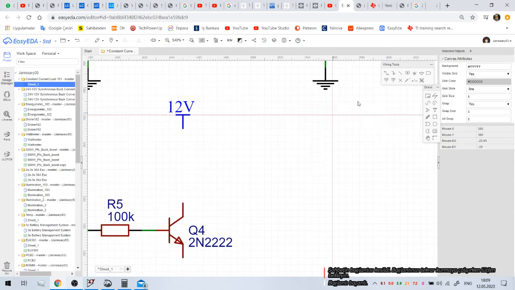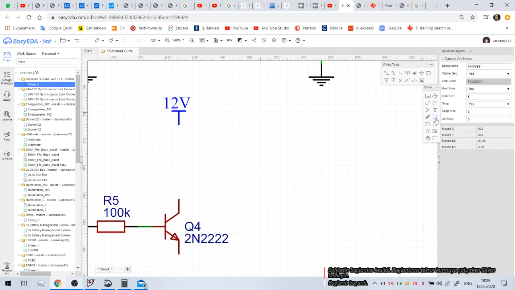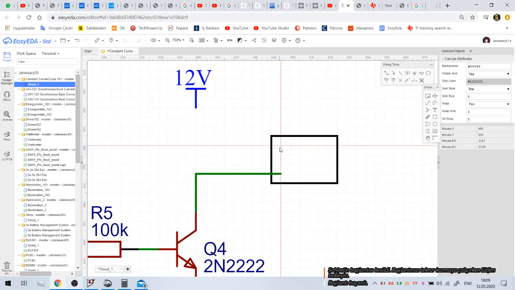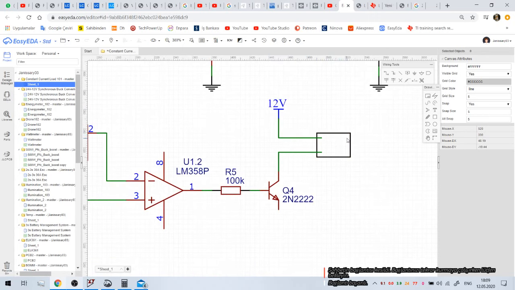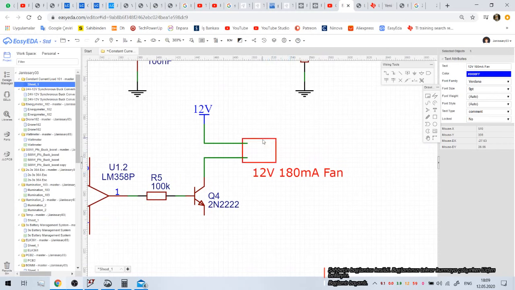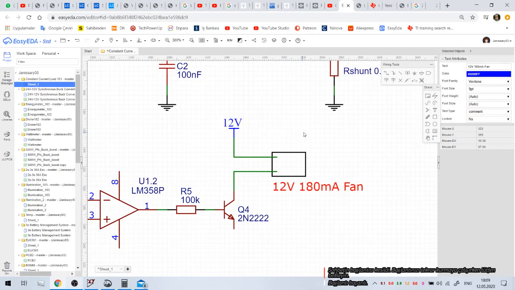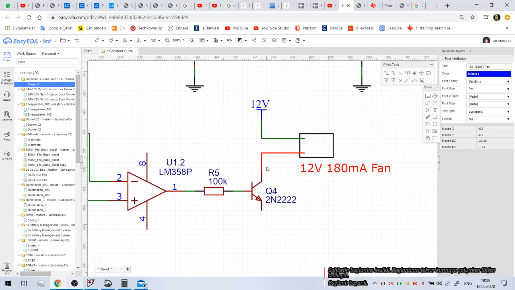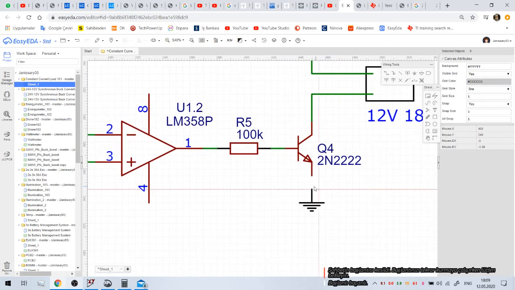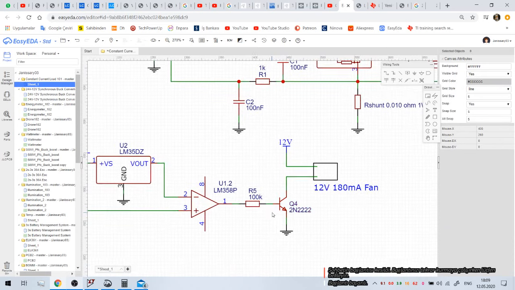And this will go to our fan. This is the connection. This is the 12 volt fan. I can say, and add this ground terminal here.